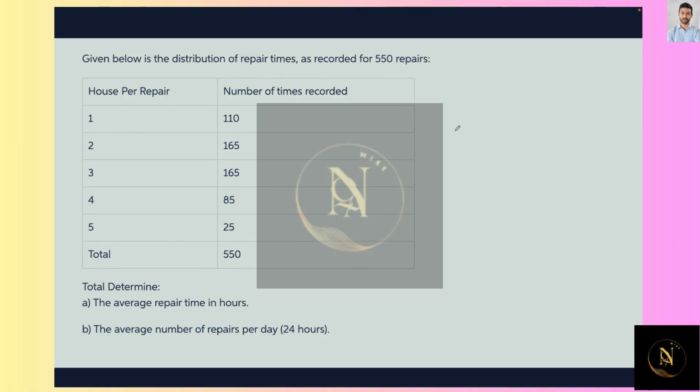Given below is the distribution of repair times as recorded for 550 repairs. You need to determine the average repair time in hours and the average number of repairs per day for 24 hours. So this is how I'm reading it.